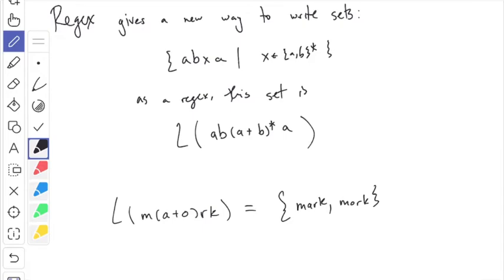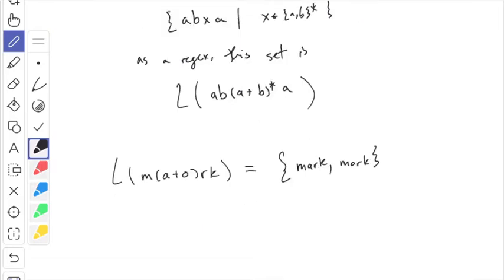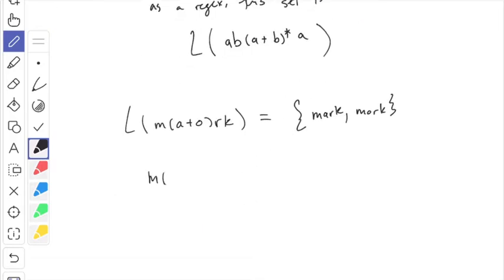Great. What if instead I did, how about here's another silly example. How about H, (U plus B), U B B A? What strings are in that language? Yeah, Hubba and Bubba.